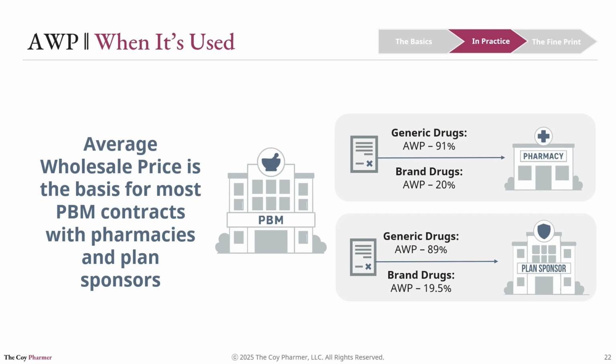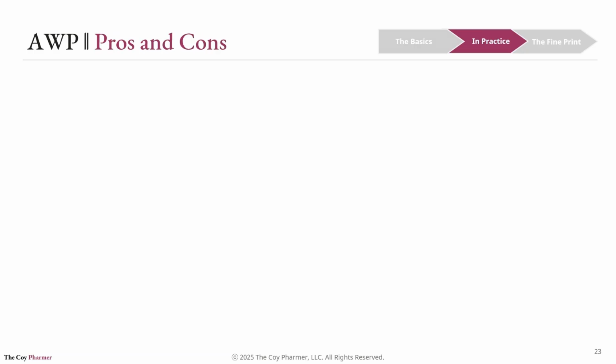You'll notice that in this case, the plan sponsors are purchasing products for slightly more than the pharmacies are paid. In this case, the PBM may take some margin on these claims in order to facilitate operations to pay the claims electronically. So, what are some pros and cons of AWP? First, let's start with what makes AWP sticky in the industry.